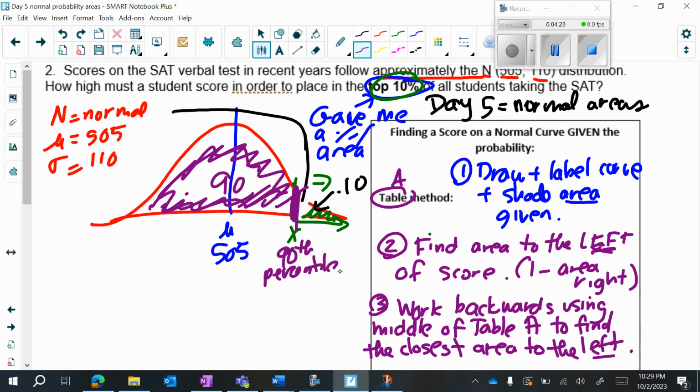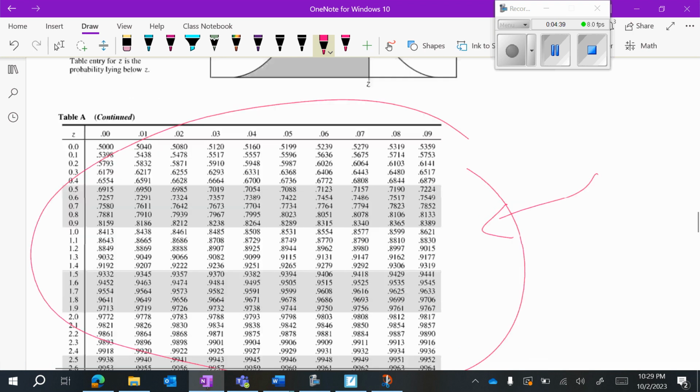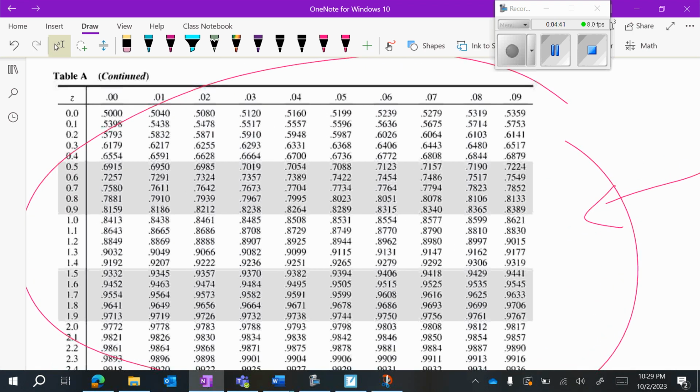Okay, so what we want to do is look for the closest area in the middle of this table, right in the middle. Look for the closest area to 0.90. This is where you have to use your eyes, and it's not easy to find the closest to 0.90. They do go in order from the top left, 0.5, all the way up. So try to find the closest area to 0.90. It's going to be this one, 0.8997, okay? That's off by 0.0003.